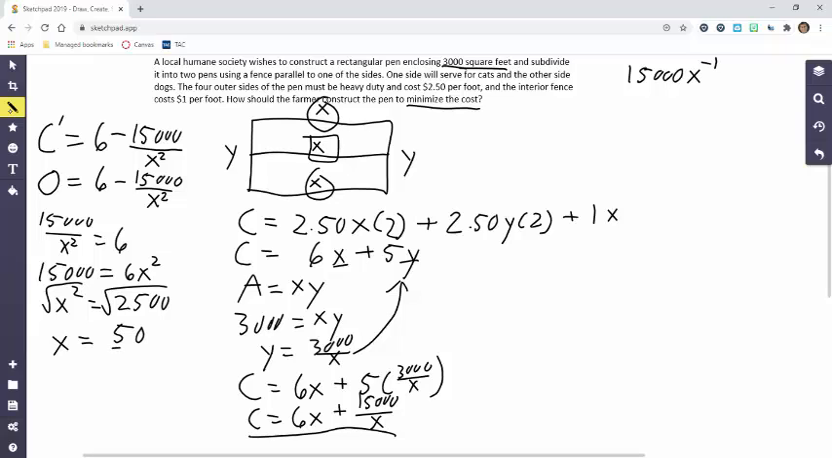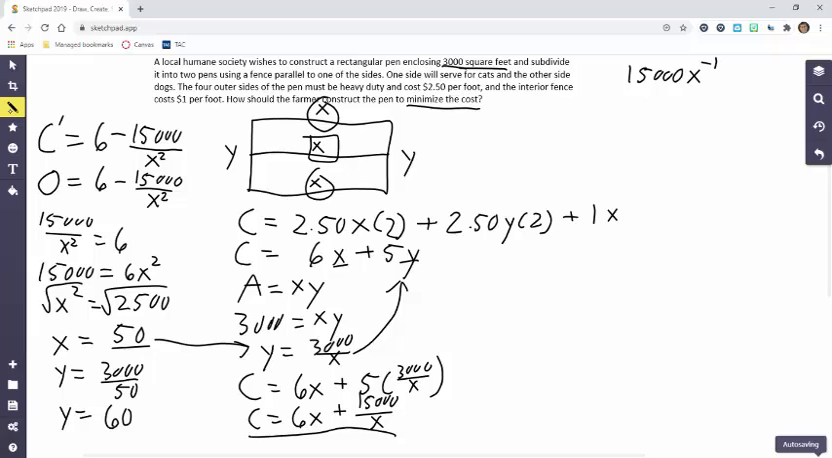Now we can go ahead and take this 50, plug it into my area equation that I used to find y, and solve for y. So that gives me y equals 3,000 divided by 50. So that gives me that y equals 60. So the dimensions of my fence, this side has to equal 60 as well as this side. And these three sides each are going to have to equal 50. And all the units on this are feet because we're dealing with square feet.